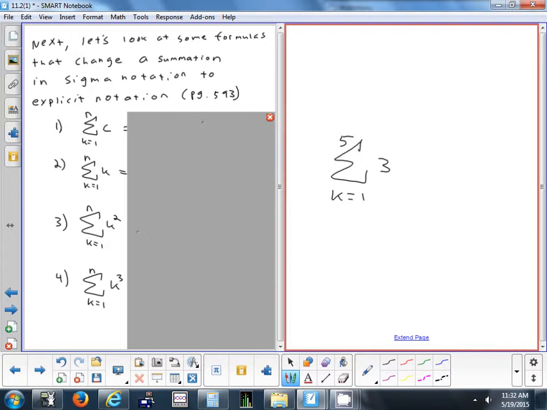James, if I plug 1 in here, what's going to be my result? 3. Now I'm going to let k be 2. Alex, if I let k be 2 and I plug it in, what's my result? 3. Now I'm going to let k equal 3. If I plug it in, my result is 3. This is a constant. If I let k equal 4, my result is still 3. If I let k equal 5, that's where I stop. My result is 3.